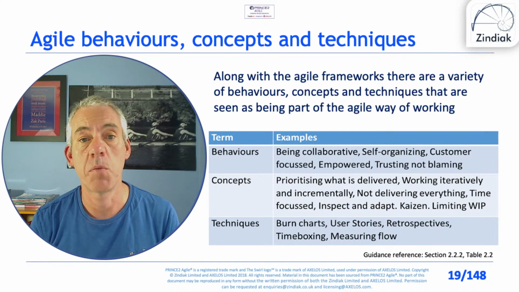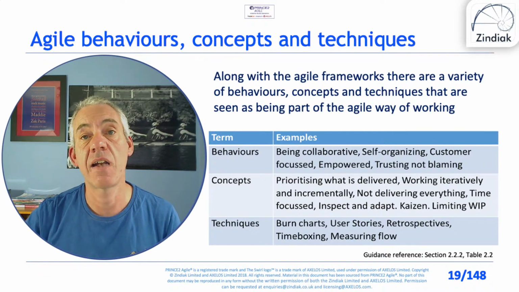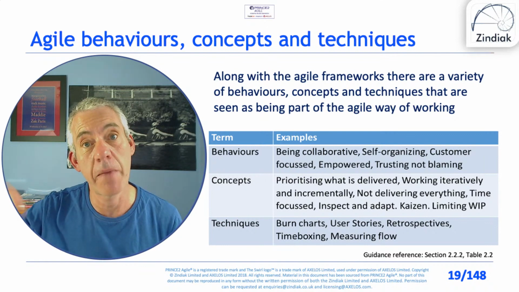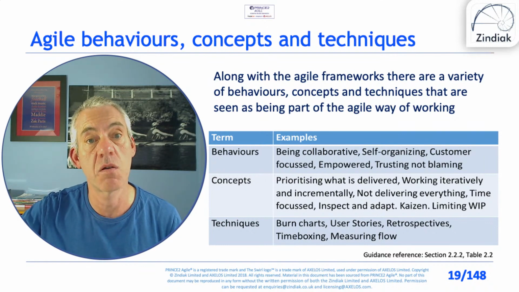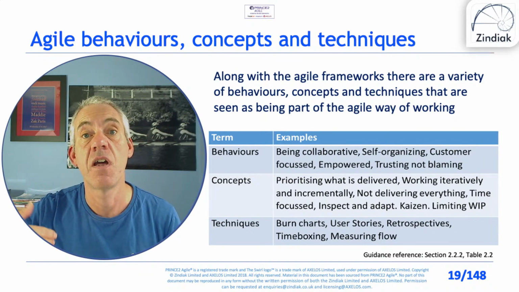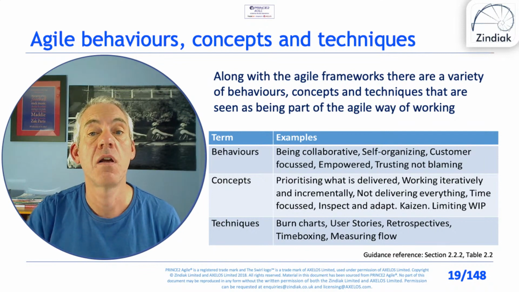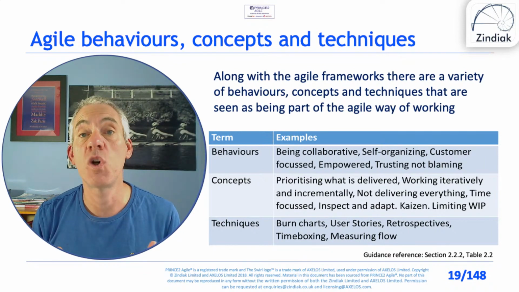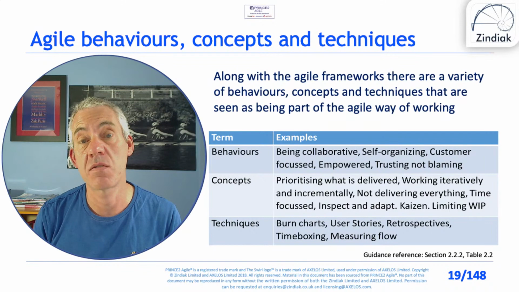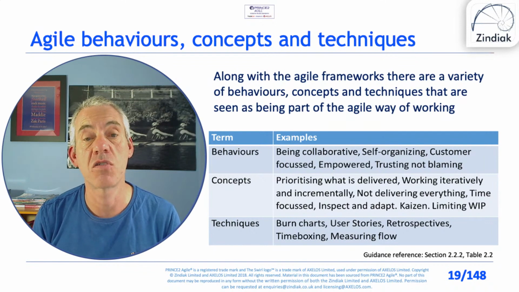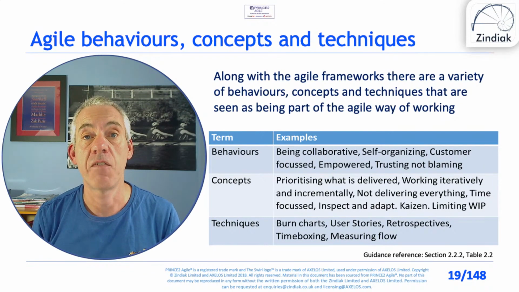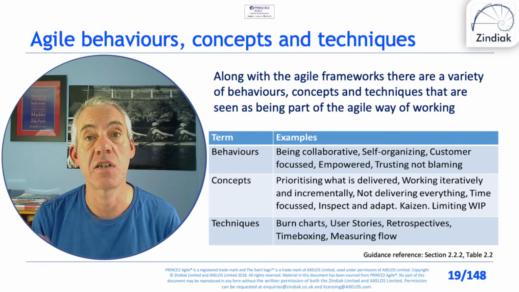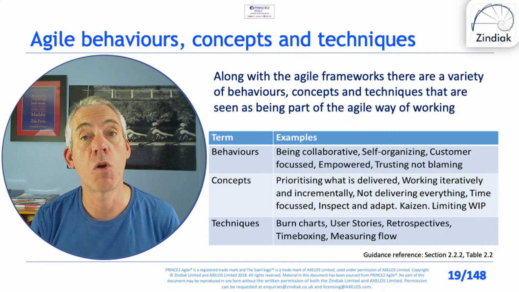Inspect and adapt's a key part of Scrum. Kaizen comes from Lean, and it's really about making small incremental improvements. So obviously that fits very closely with iterative and incremental. And limiting work in progress, again, that's a helpful technique or concept for the development team to increase throughput so they don't task switch, so they're not trying to do too many things at once. Useful for the product owner as well.